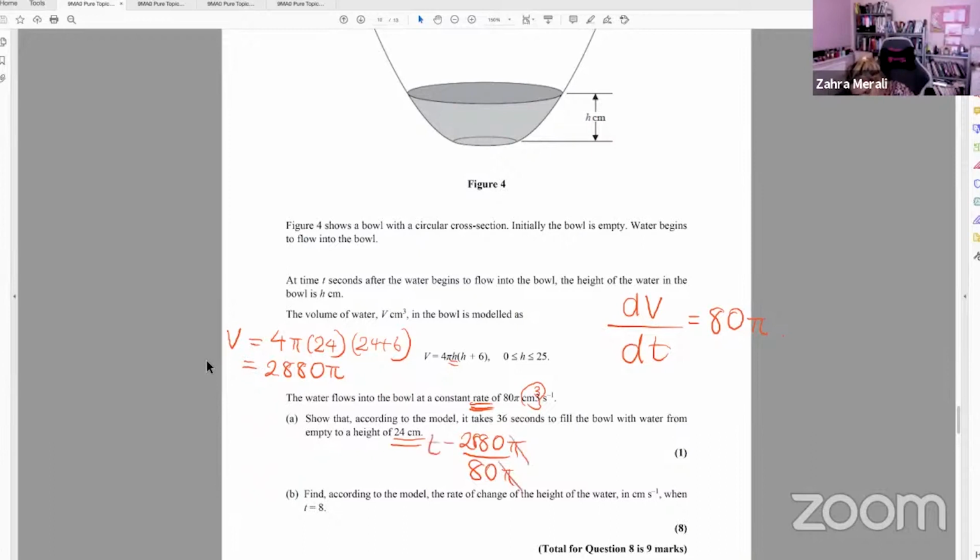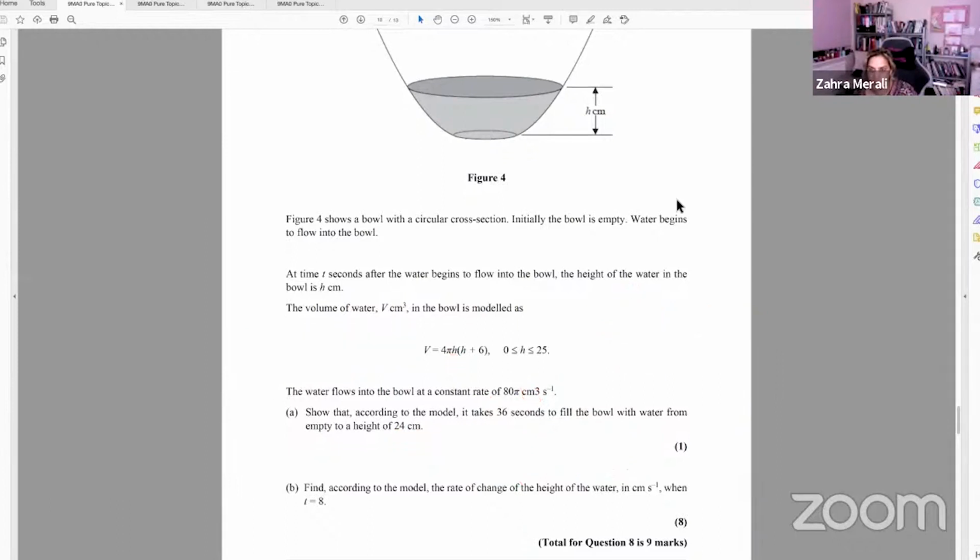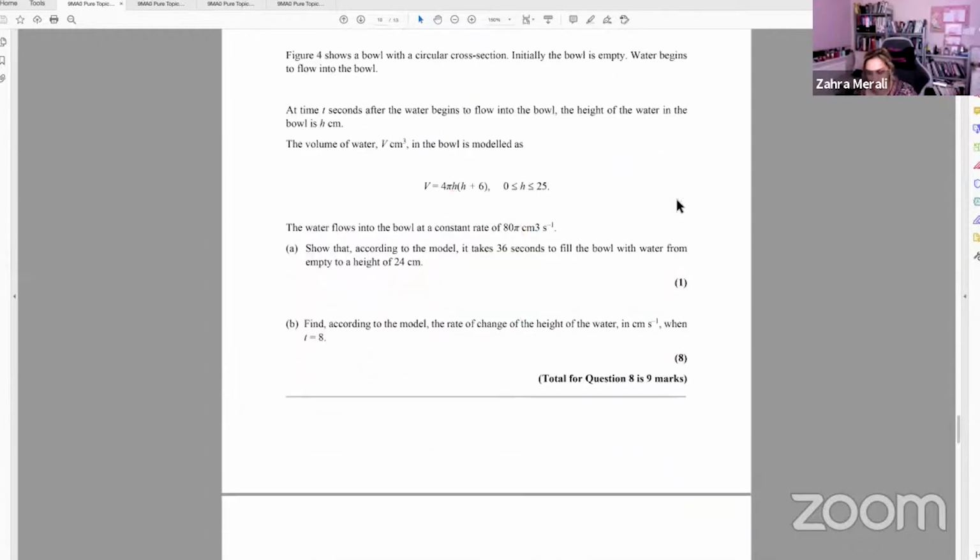You could just say t equals, you plug that into your calculator and you see it takes 36 seconds. So that's the easy bit. That's the one marker, but you still have to think about it a bit. So now find, according to the model, the rate of change of the height. So if I clear that, let's scroll up. Let's re-put that in where we had dV/dt equals 80π.